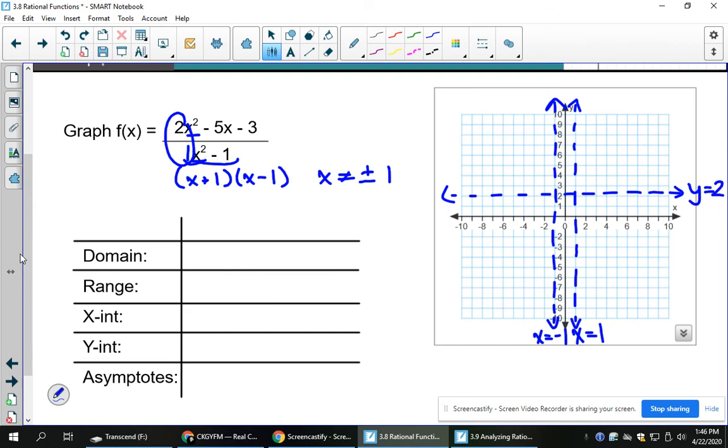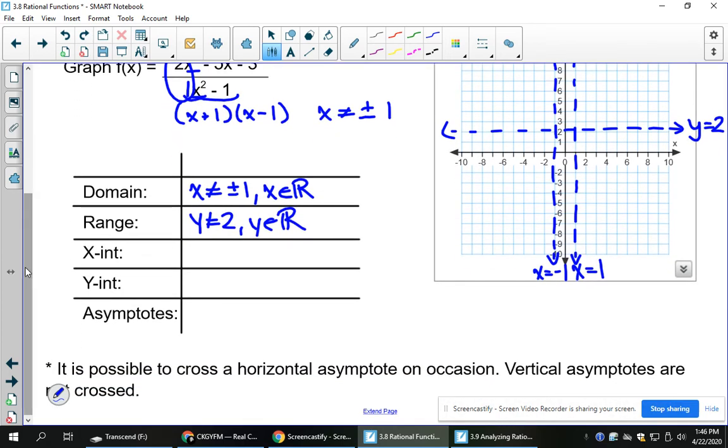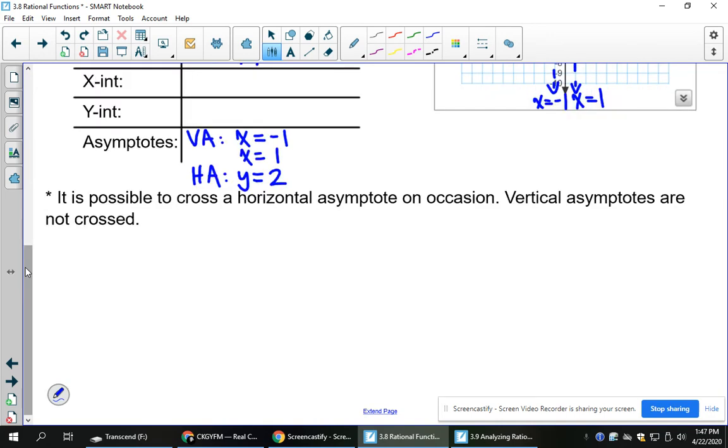Pause the video and try and state domain and range right now for that. So domain would be x cannot equal positive or -1, but it's all other real numbers. Y cannot equal 2, but it's all other real numbers for the range. The asymptotes, vertically, we have 2. Horizontally, we have 1. X and Y intercepts are next.